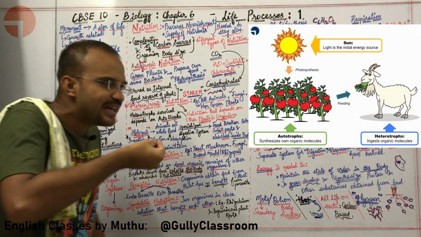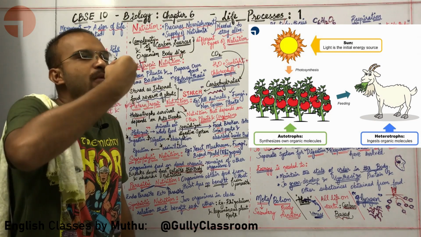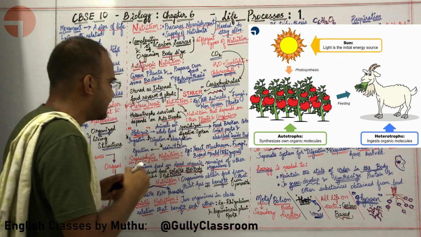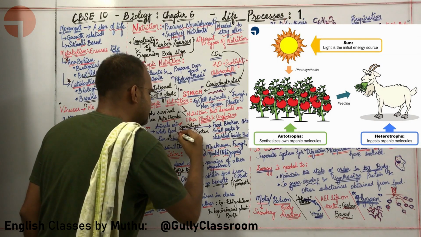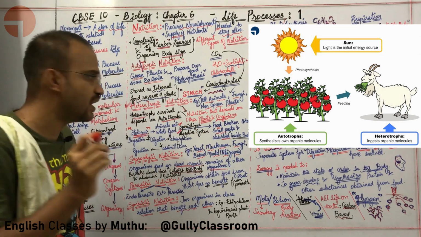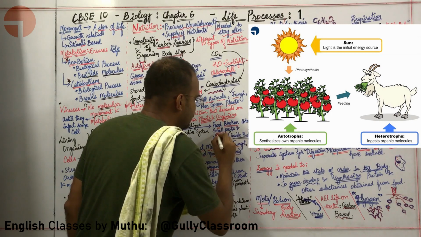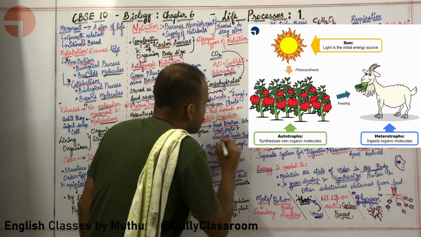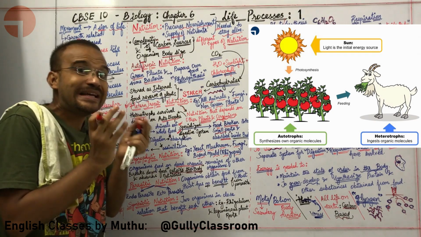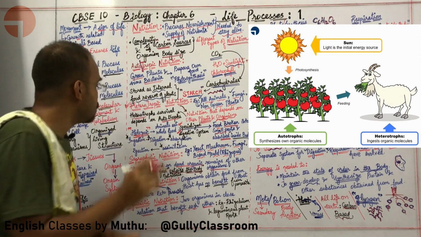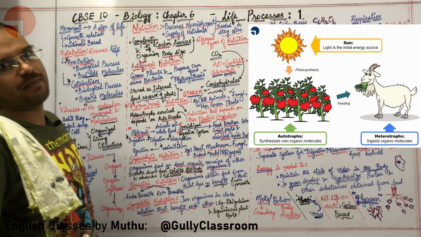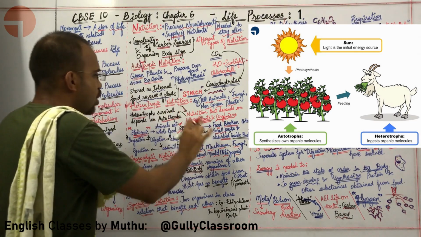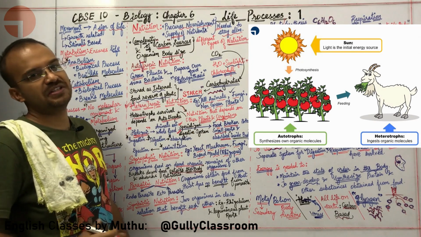How, sir? We are taking whole foods from outside the body to inside the body. Inside the body, we have a specialized digestive system. This specialized digestive system is used for breaking the food into very small parts, and the food that is digested is absorbed inside the body. The entire process of digestion in holozoic nutrition happens inside the body.